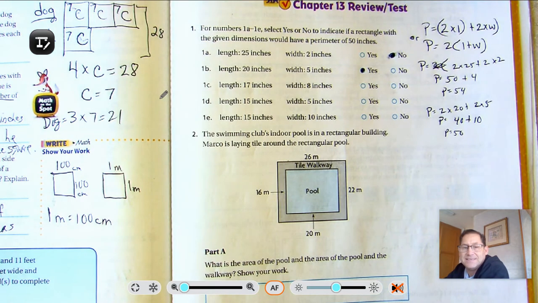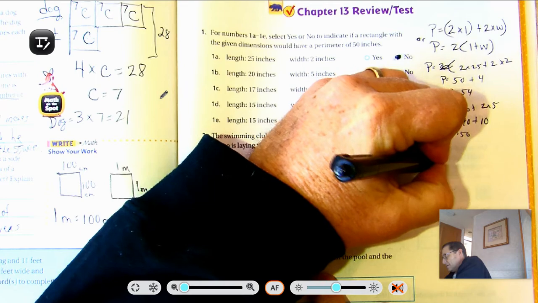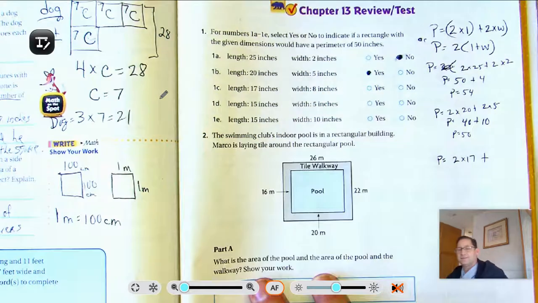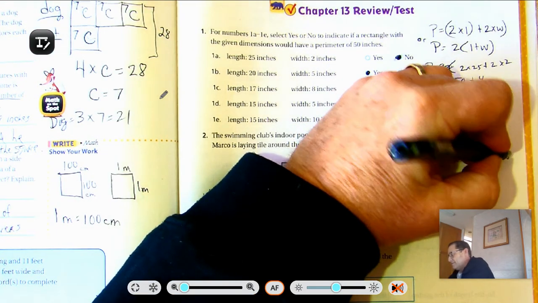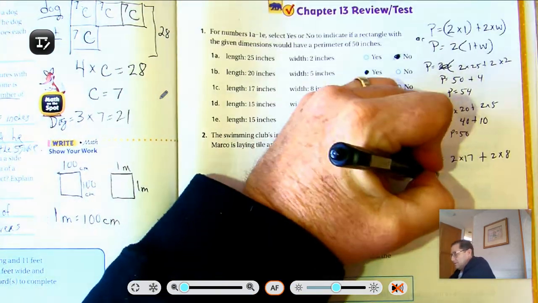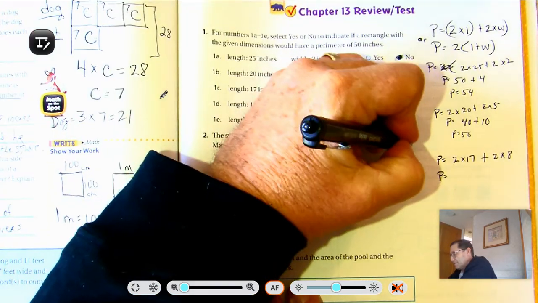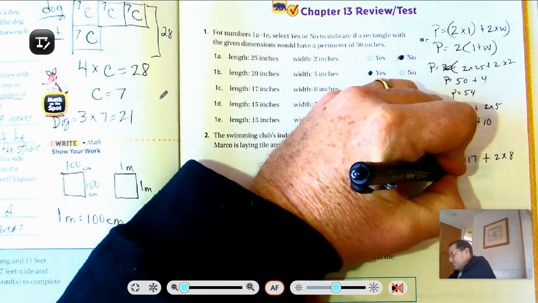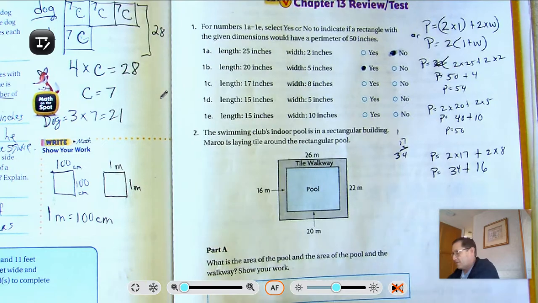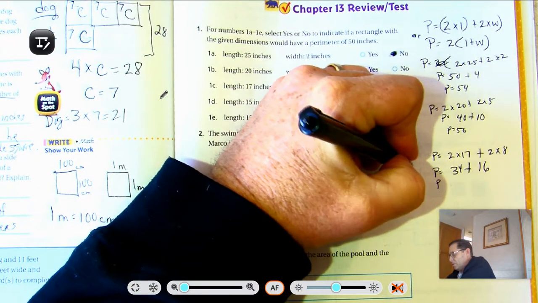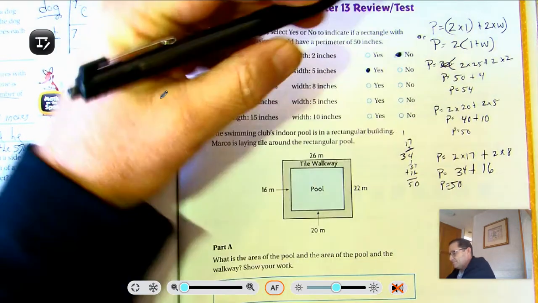A length of 17 and a width of 8. 2 times 17 plus 2 times 8. 17 times 2 is 34. And 2 times 8 is 16. 34 plus 16 is 50. So yes.